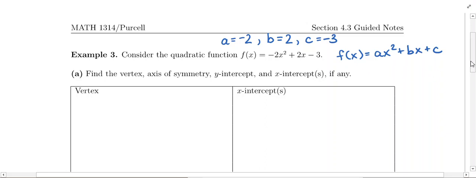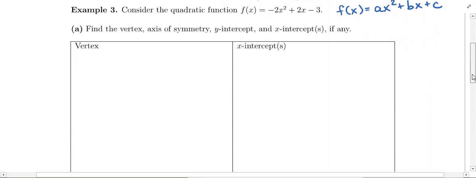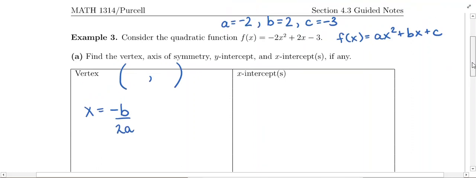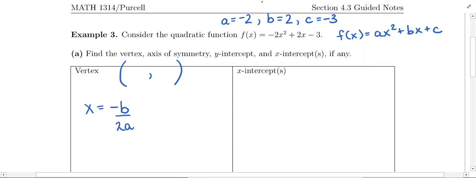And now let's start finding the vertex. Again, the vertex is going to be the central point of the parabola, so it's going to be an ordered pair. To find the x-coordinate of the vertex, we're going to use the vertex formula. That tells us that x is equal to negative b over 2a. So we just identified the a and the b above, so all we have to do is plug those values in.